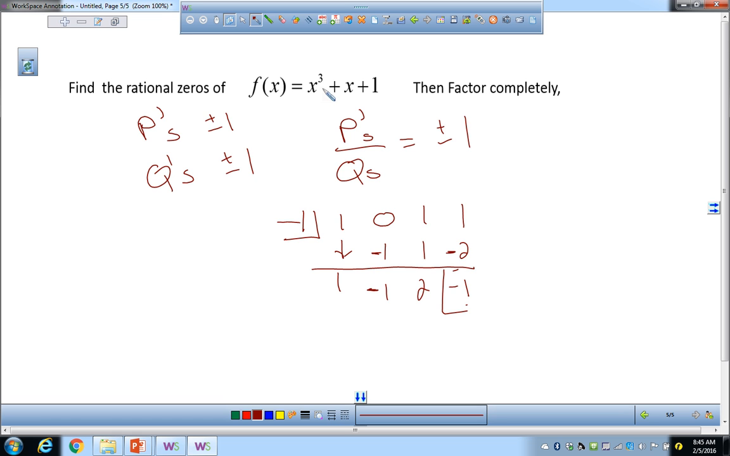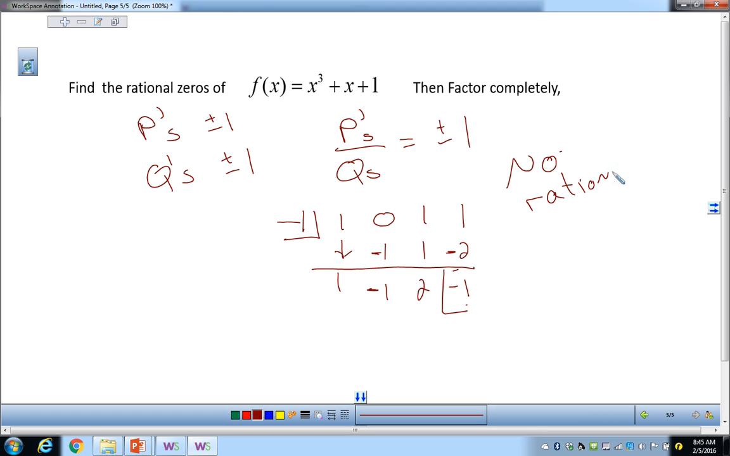So you can't factor it anymore, I don't think, okay? Let me make sure I'm correct on that. Let me look at my notes. Yeah, so what I just showed is this one has no rational zeros, no rational roots, zeros, okay? Intercepts, say. Don't worry, we'll do one that works.